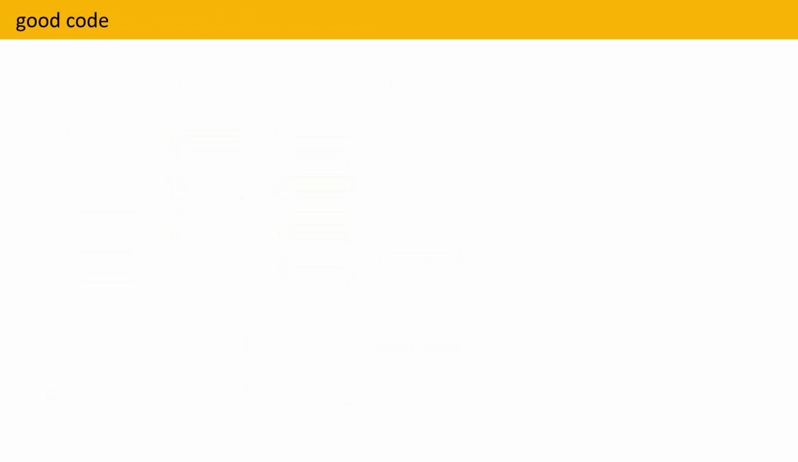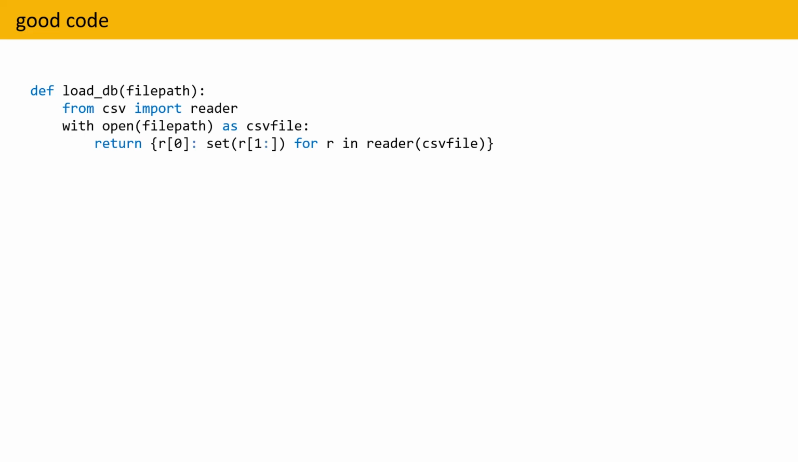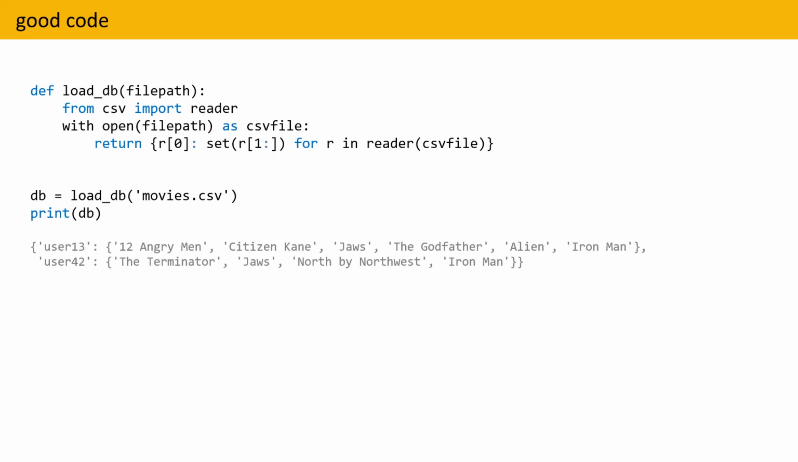Here now is the good implementation using the data structure we identified before. The loading function is almost identical to the previous implementation, but in the last line we use a dictionary comprehension to create our data structure. Note that the movies for a user are stored as a set. Loading the movies file and printing its contents results in the desired dictionary with user IDs as keys and sets of movies as values.